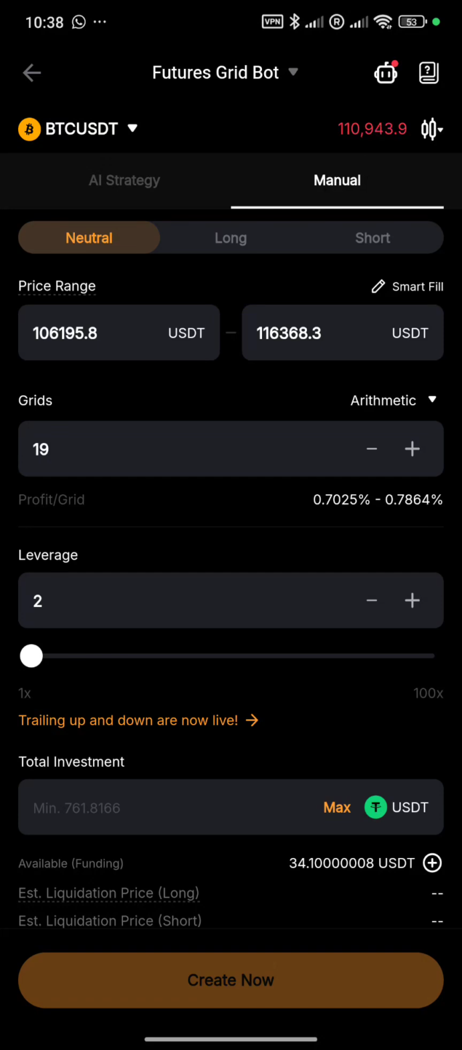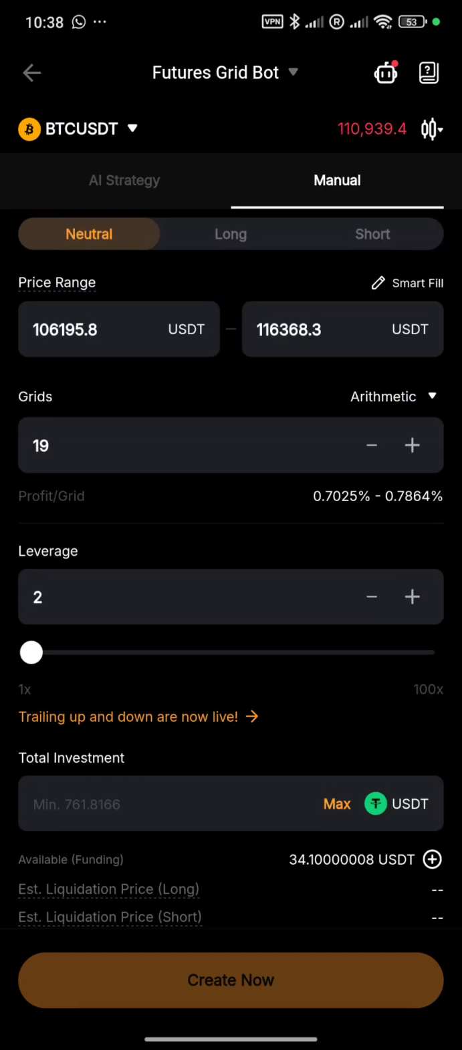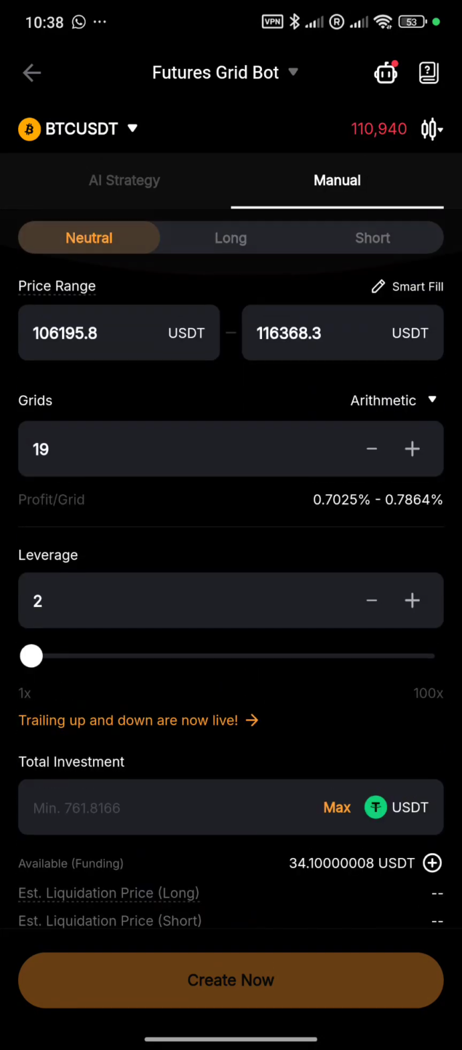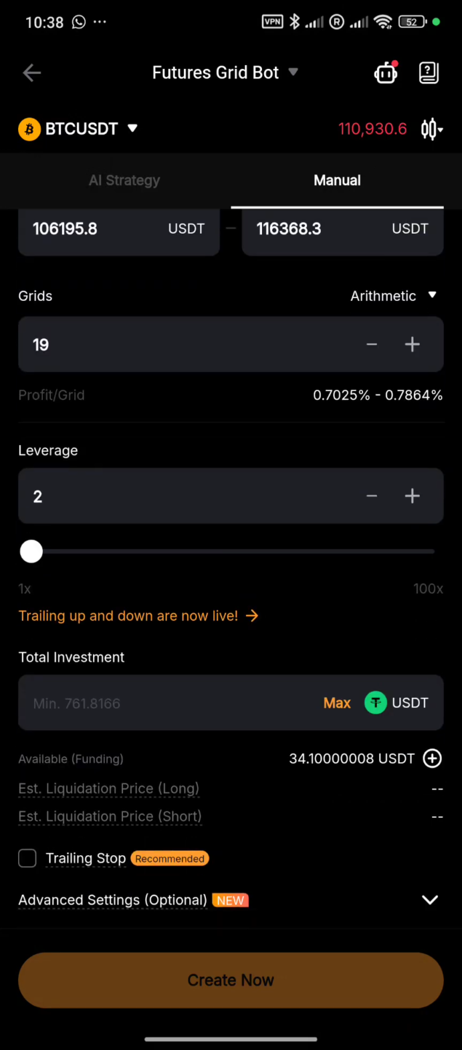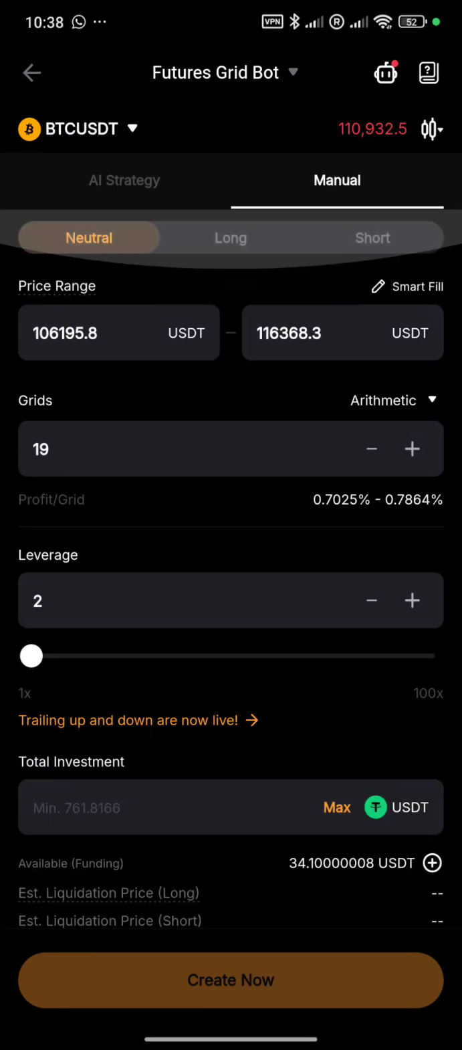Then what you need to do now, you can see manual. Manual basically means you want to set all the settings yourself, maybe for a long or short trade. For the manual, if you put it under neutral, it's going to ask you for the grid per amount, the price range, the leverage, and the total investment amount.